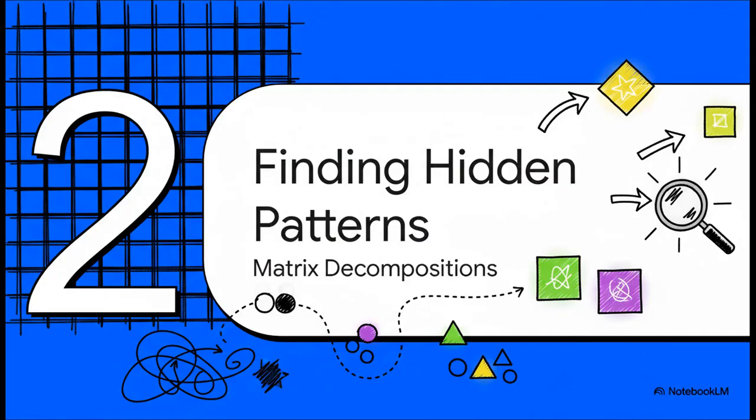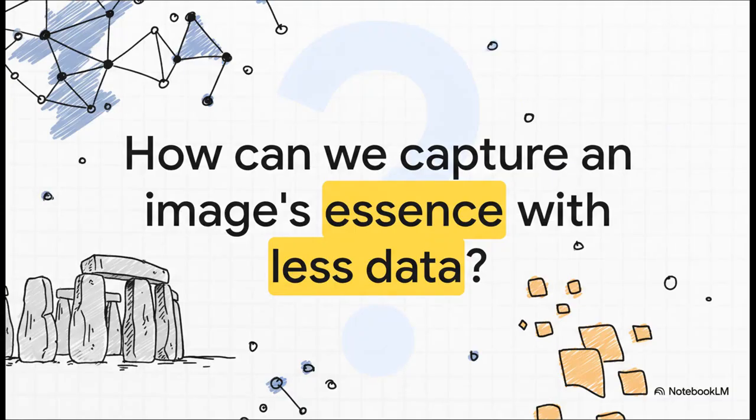Okay, so we've got our data all packed up neatly inside a matrix. But here's the thing. A single image matrix can have millions of numbers in it. That's a lot to process. So the real magic isn't just about storing the data. It's about finding the essence of it. And that's where this really powerful idea called matrix decomposition comes into play. I mean, think about it for a second. Do we really need every single one of those millions of pixel values to know that we're looking at Stonehenge? Or is there a simpler, more compressed way to capture its core idea? This is one of the biggest challenges in AI, how to deal with these massive amounts of data efficiently.